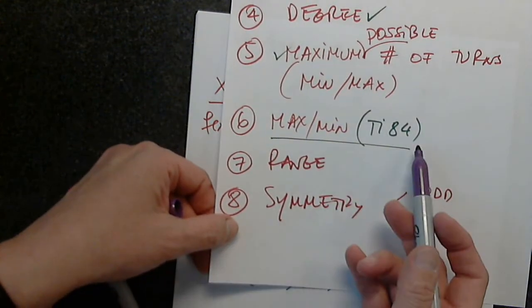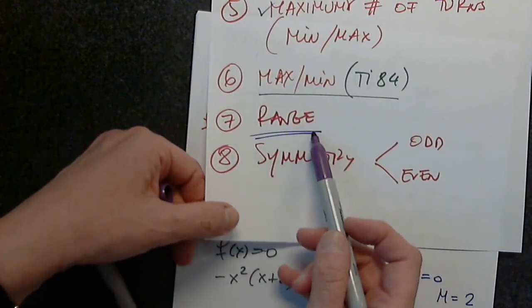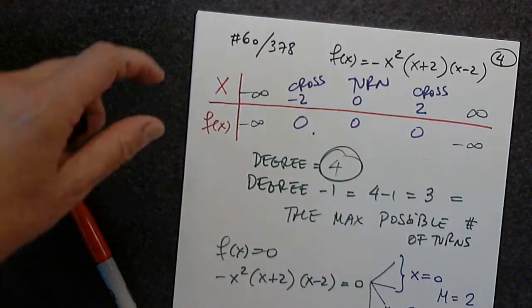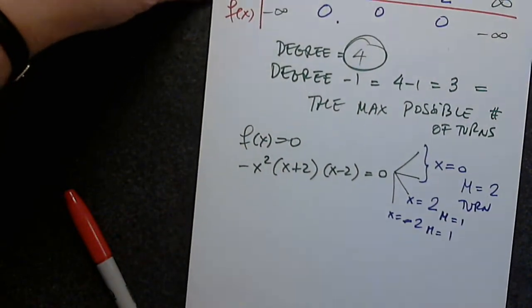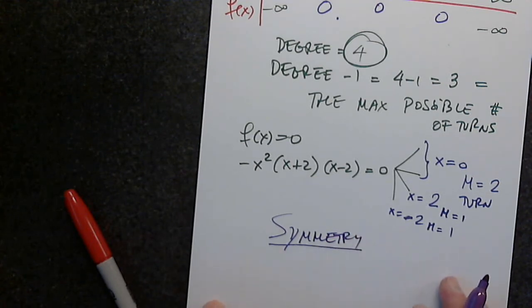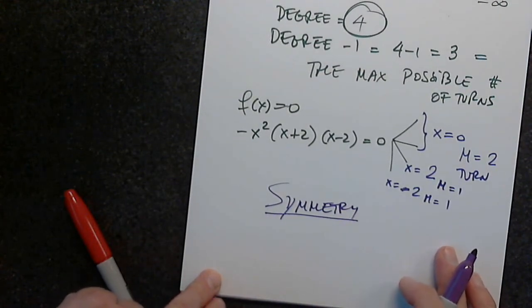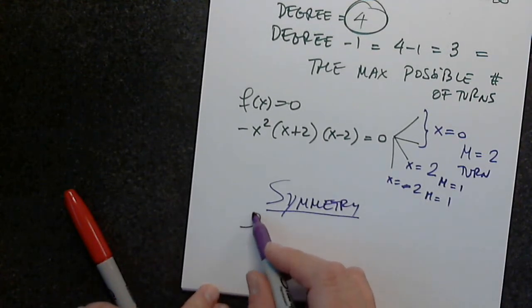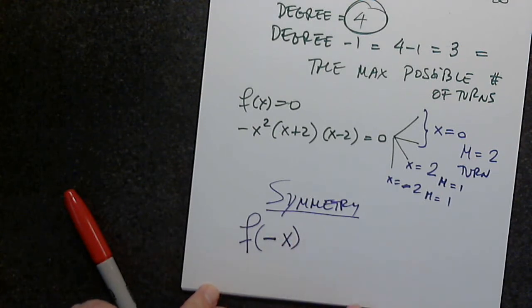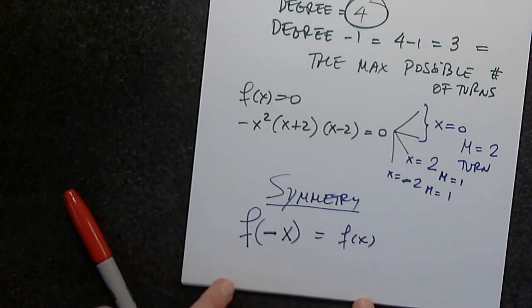Okay, this will be done with a graphing calculator. I have to graph the function first. And let's talk about symmetry. How do I determine symmetry for a function? What did we calculate to show whether a function is odd or even or none of the above? We have to determine f of negative x. If it equals f of x, what do we say? The function is even.